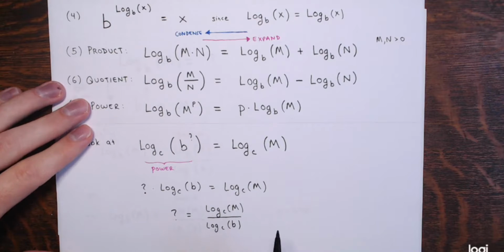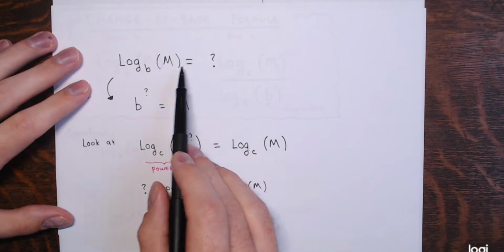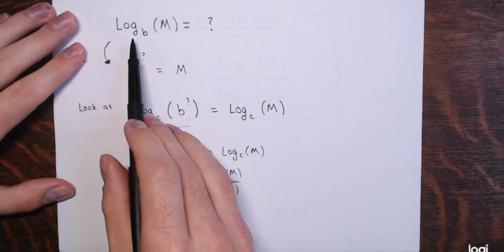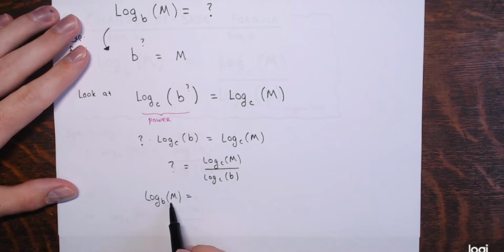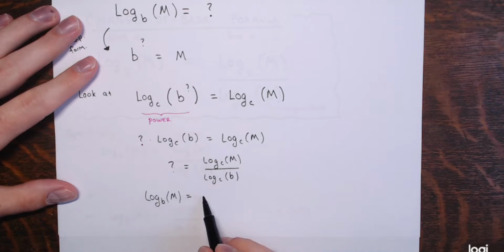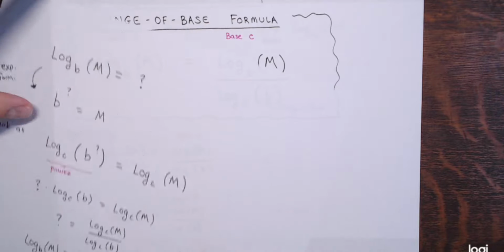And what was the question mark again? Remember, the question mark was my original value, the log base b of m. So we get our change of base formula. The question mark was the log base b of m. So the log base b of m is the log base c of m divided by the log base c of the original base b. There's a check on that. So that's why this is working.